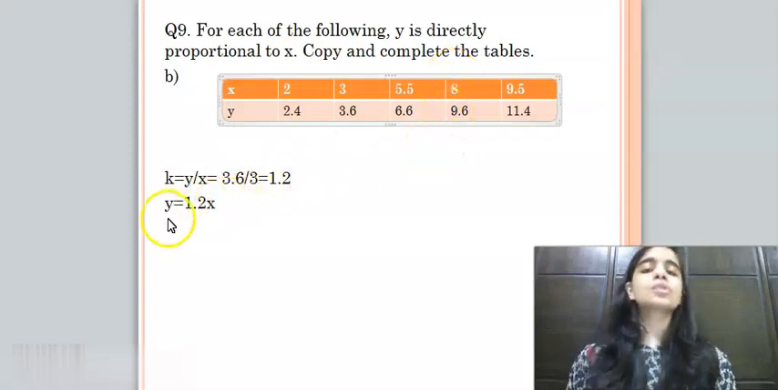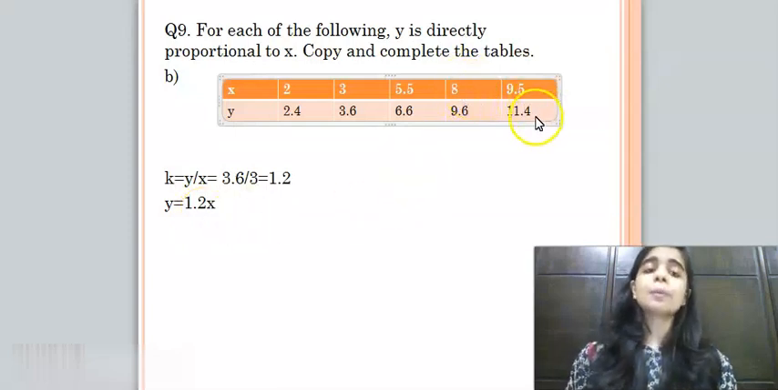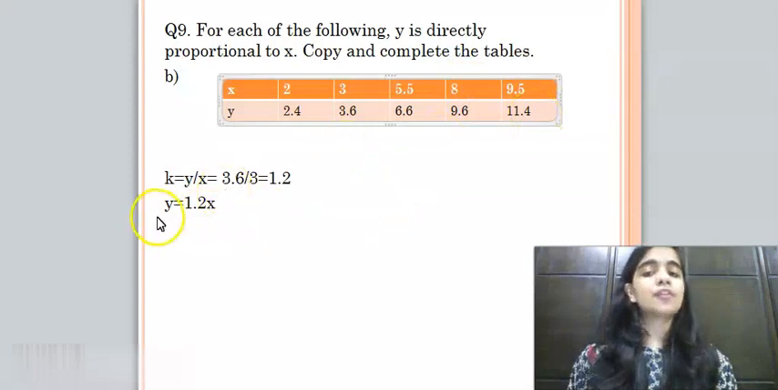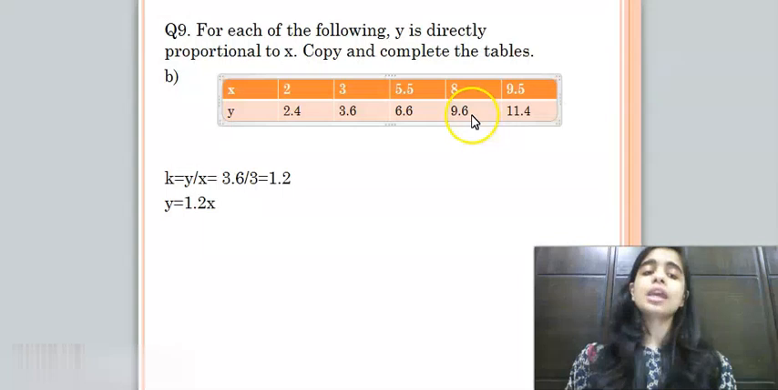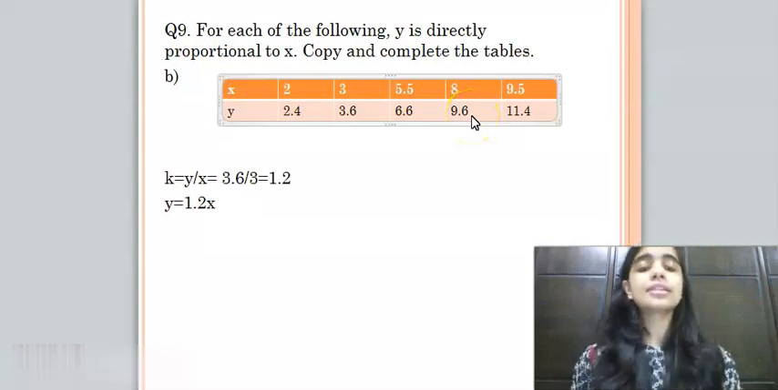Okay. We'll use the same equation. Now we will put 9.6 in place of y and then we will divide it by 1.2. So our answer for x will be 8. And then we will put 11.4 in place of y and then we will divide it by 1.2. So our answer will be 9.5. And this is how our question 9 part B is also complete.